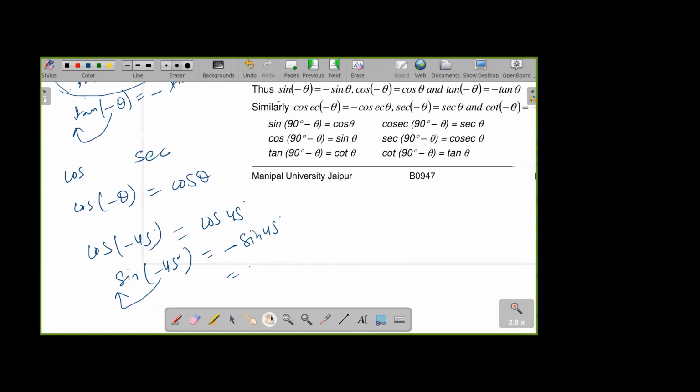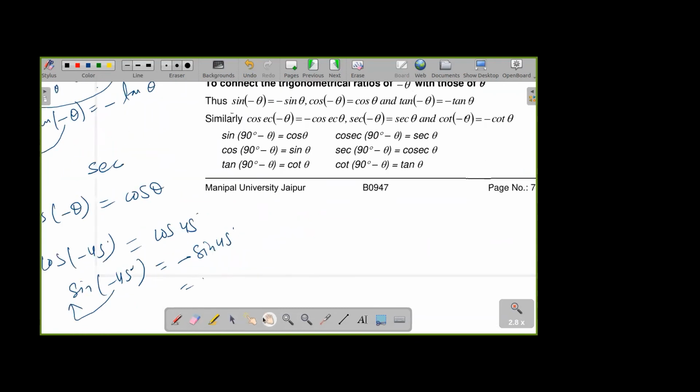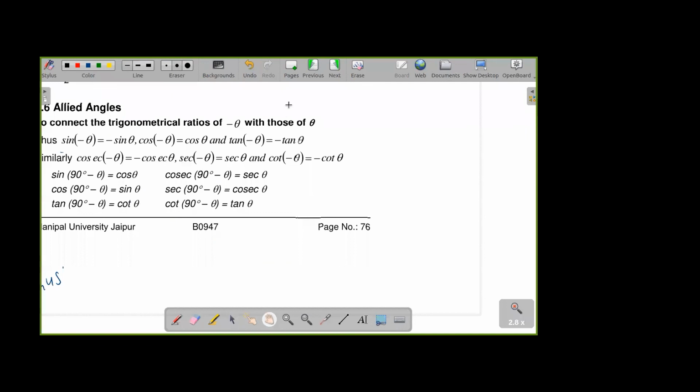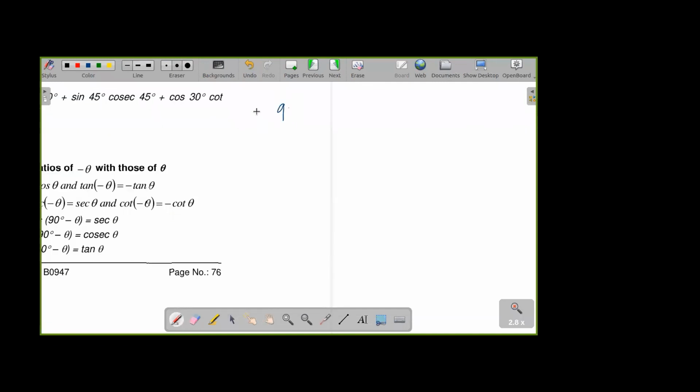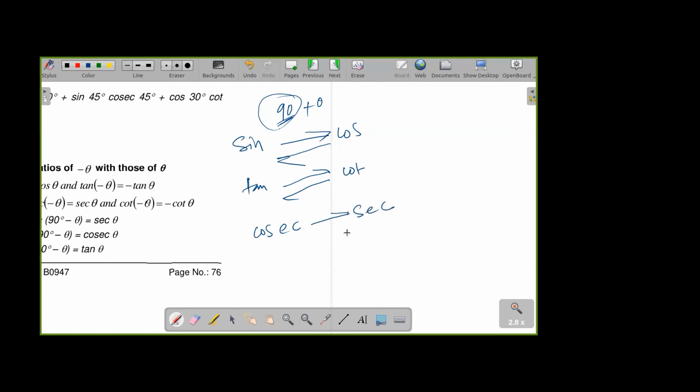This is complementary angles. Complementary angles means whenever you find any multiple of 90 in angles, like 90 minus theta, 90 plus theta, or anything, then we have to change the ratio. And how will it change? From this rule, sine will change to cos and cos will change to sine. Tan will change to cot, cot will change to tan, and cosec will change to sec, and sec will change to cosec.